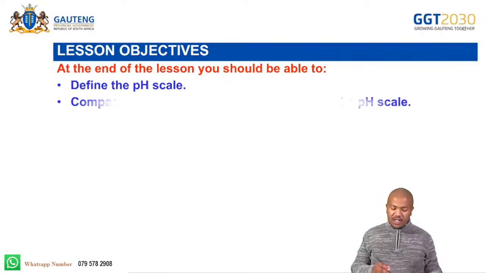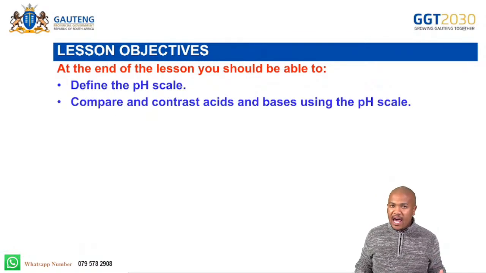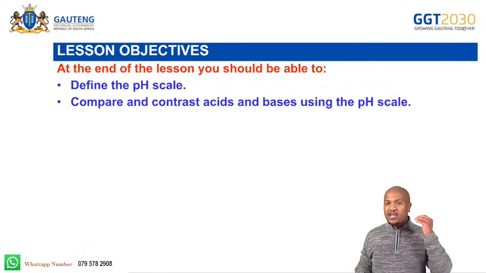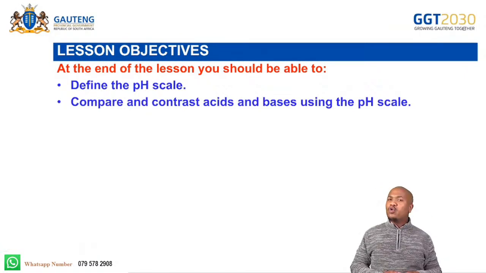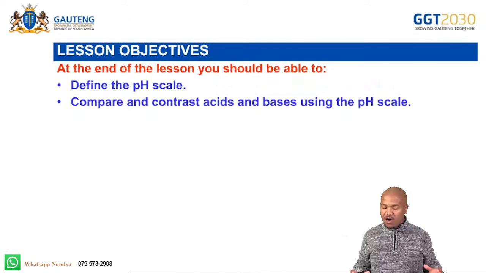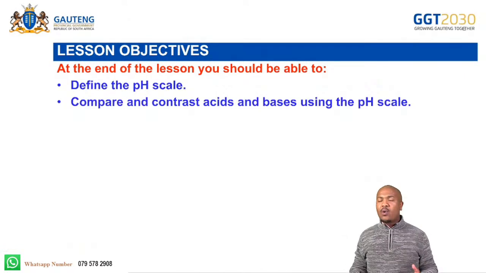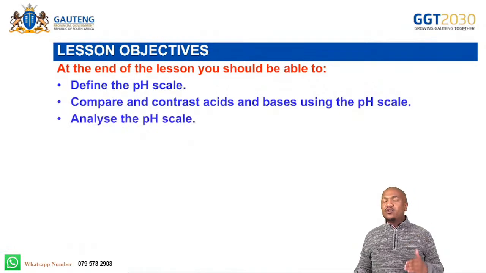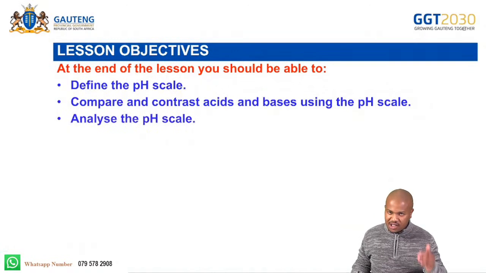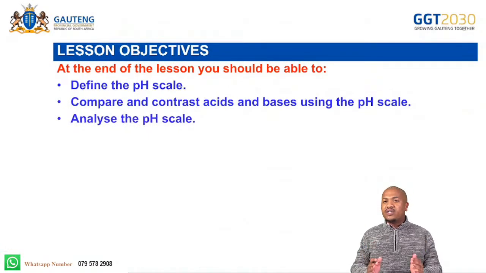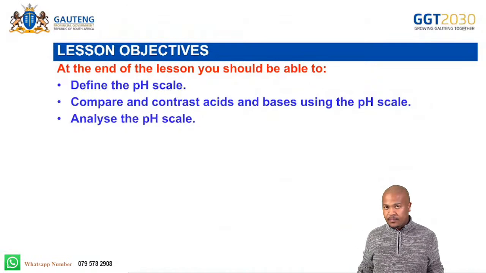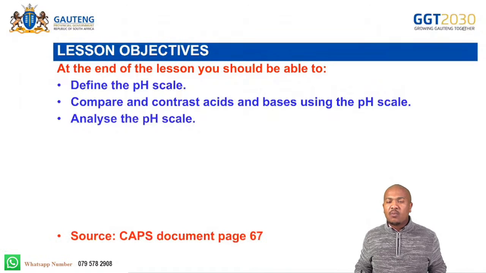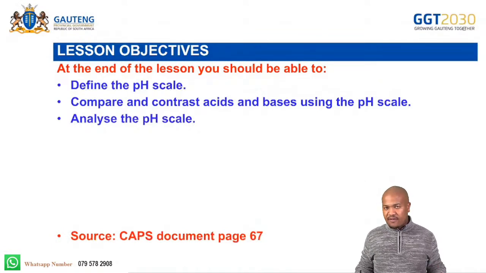Not only that, we should be able to compare and contrast acids and bases using the pH scale, right? We should be able to look at the similarities and differences of acids and bases using what? The pH scale. Also, we need to be able to analyze the pH scale, right? And that's all for today's lesson in terms of its focus. Right. So all this information is found under the CAPS document on page 67, right?